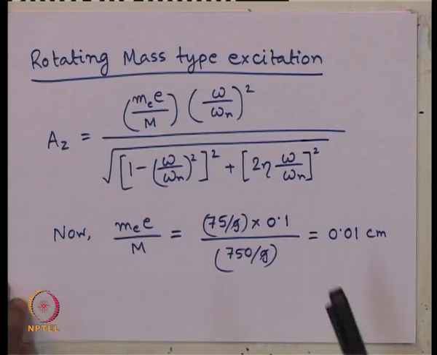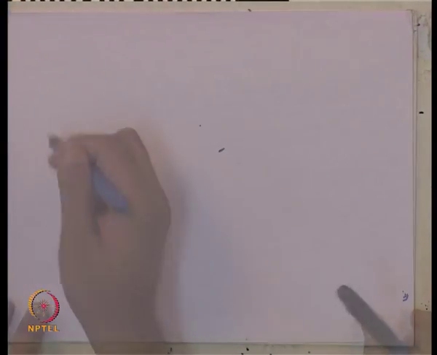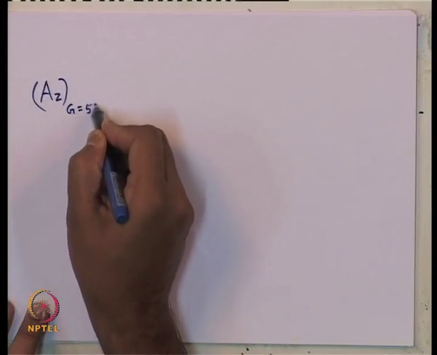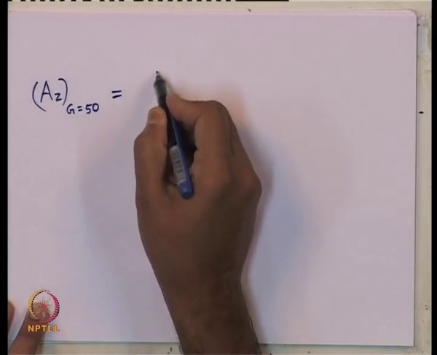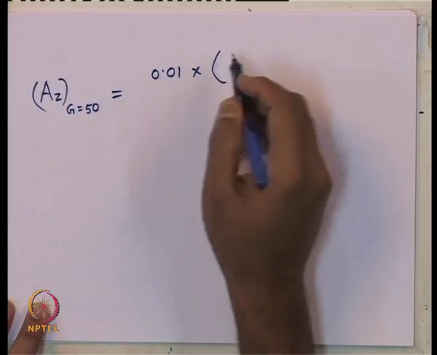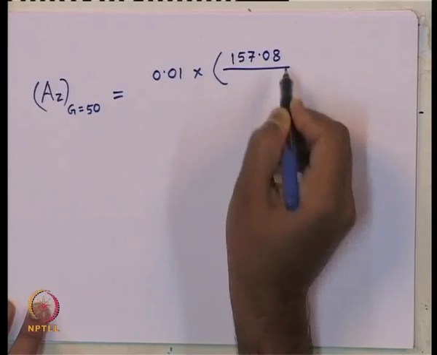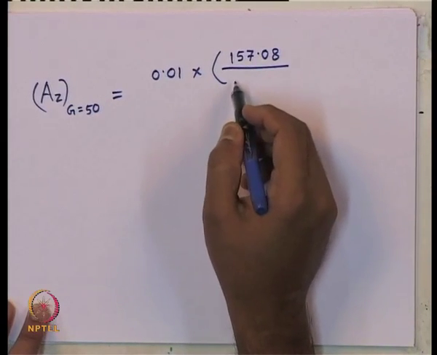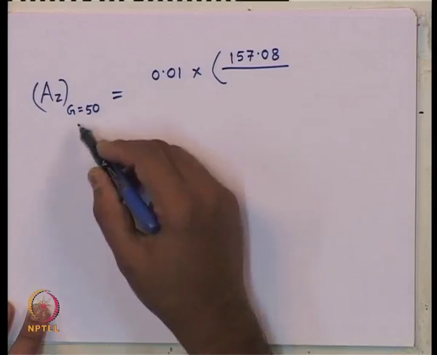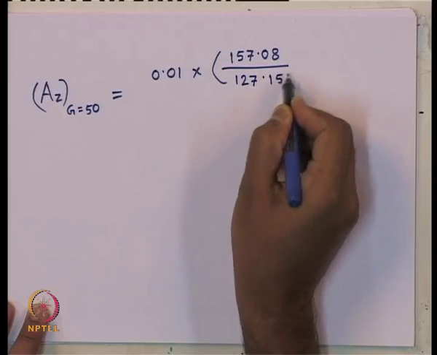So, what will be the Az value for 3 different types of soil? Let us see now. Az for g equals to 50 should be 0.01 times omega by omega n. What is omega? Exciting frequency, that remains constant, and natural frequency, that depends on which type of soil we have. So, for first case g equals to 50 TSF, that was 127.15.